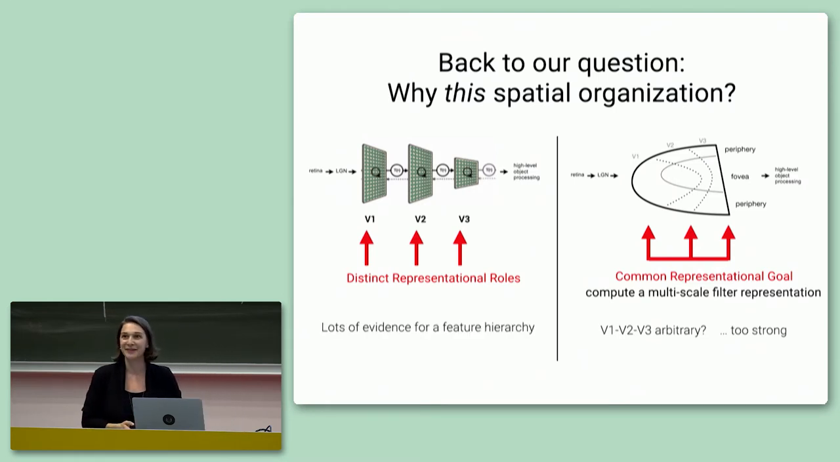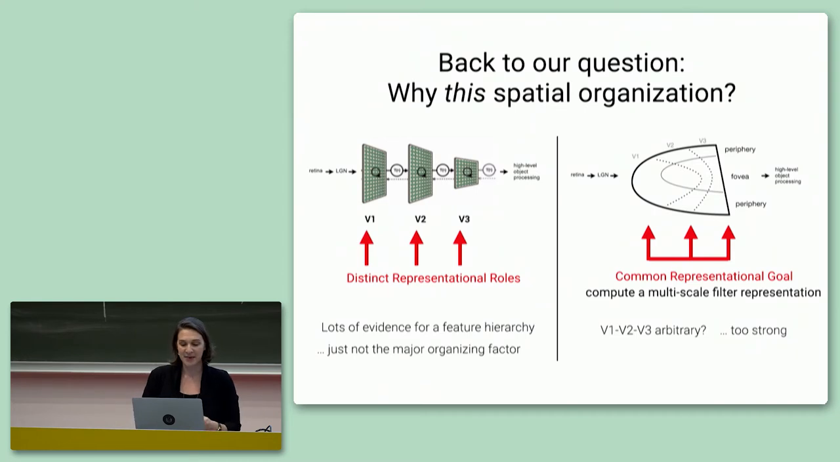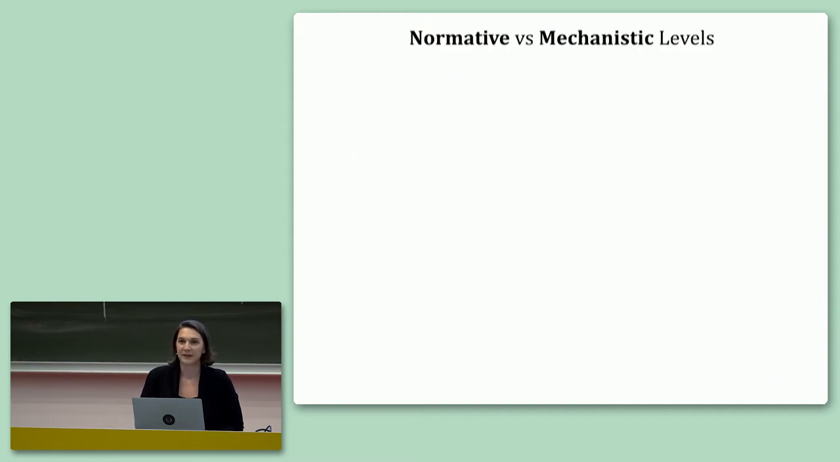I think there's lots of evidence for a feature hierarchy and how these are related to each other. But I think maybe something that you could take away is that feature hierarchy may just not be the major organizing factor. Maybe feature hierarchy is an emergent property that comes from this more basic and primitive organizing factor of the multi-scale pooling regions. So this gets to whether we should think of this as a normative or a mechanistic level of explanation for why the cortex is the way it is.